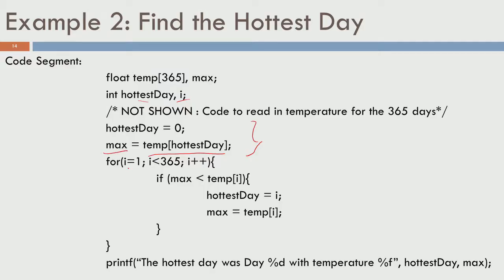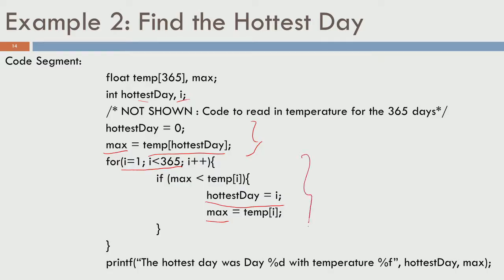Now, I run a loop from 1 to 364. This goes from January 2 till December 31. What I am going to do is see if the current maximum temperature that I have on record is less than the temperature of day i. If it is less, then the max that I have is not the actual max; some other day became hotter, so I have to update it. So, I update hottest day equal to i. I not only update the day, I also record the actual temperature, because that is what you are tracking.